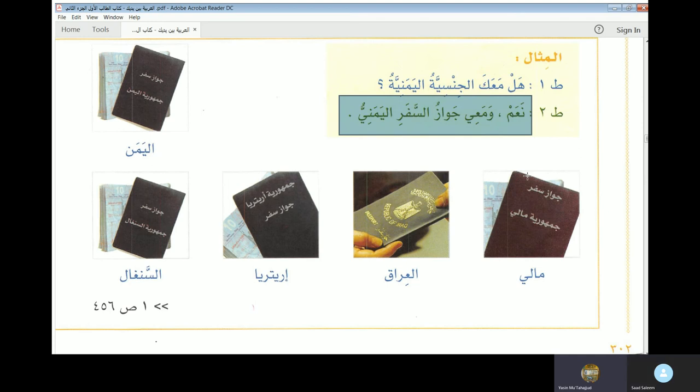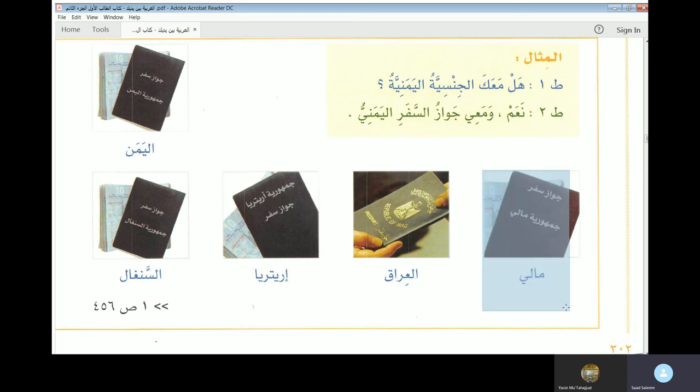Wa ma'i jawazu safarin Yemeni. And I have, yes, I have a Yemeni passport with me. So basically he has two things: one, he has Yemeni nationality, and he also has a Yemeni passport. Okay.